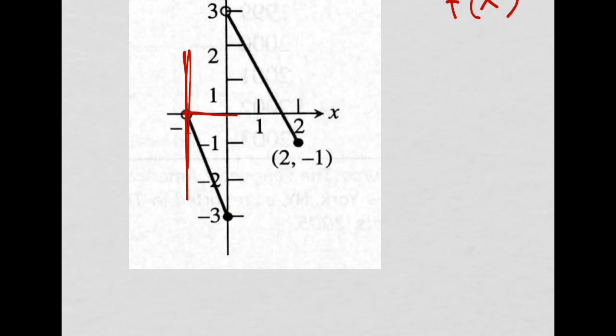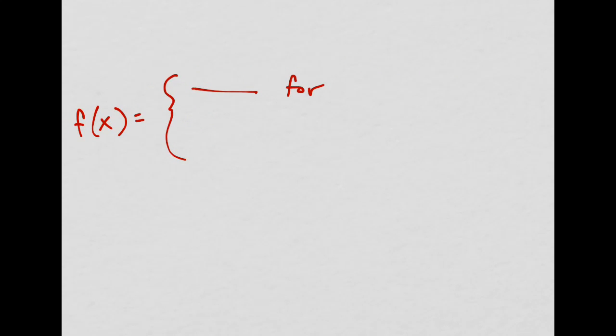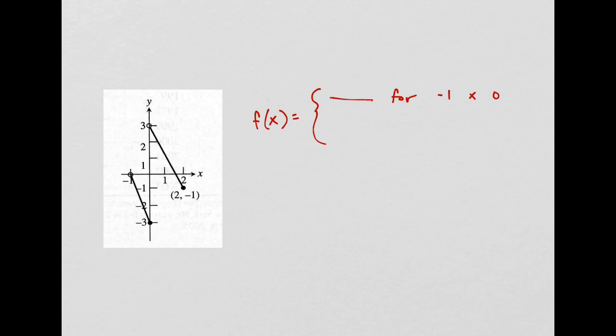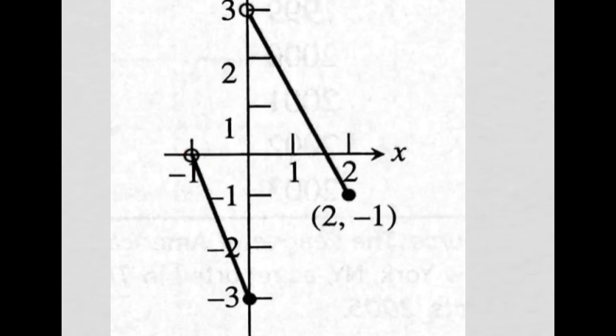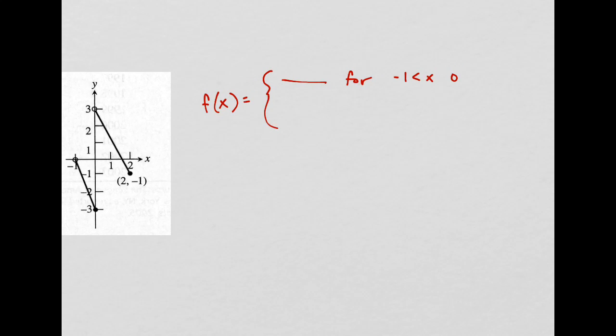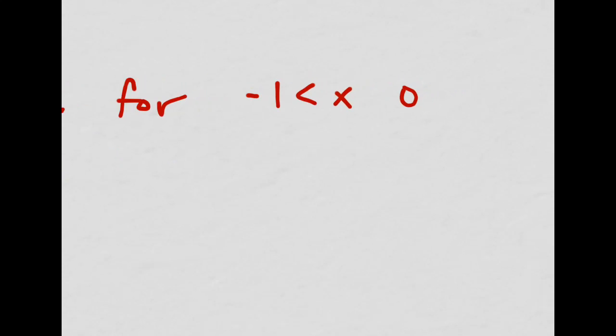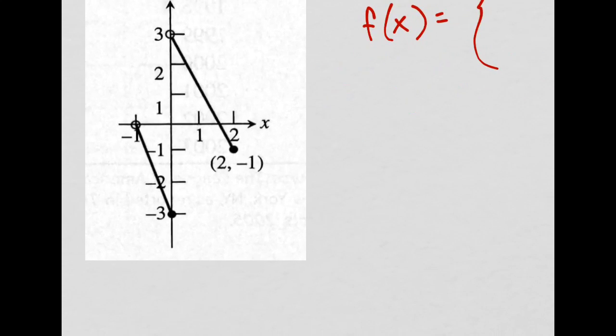Remember, the domain is the x coordinate, so we can say for negative 1 and 0, x is in between. Do we include negative 1? No, because there's an open circle there. So x is bigger than negative 1. That makes sense. And then we include 0. Include 0. Lots and lots of people get confused.